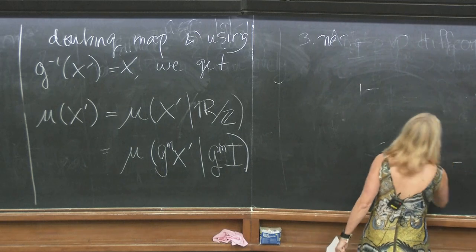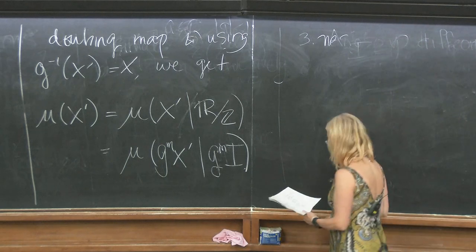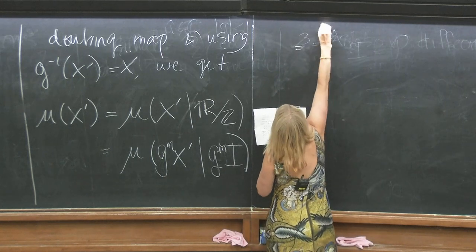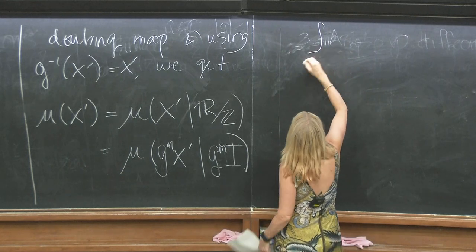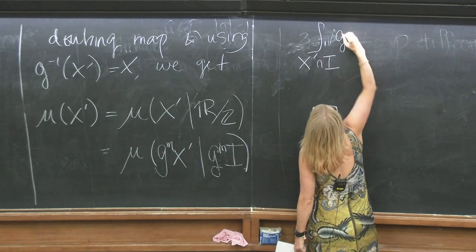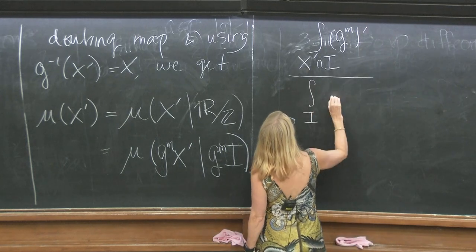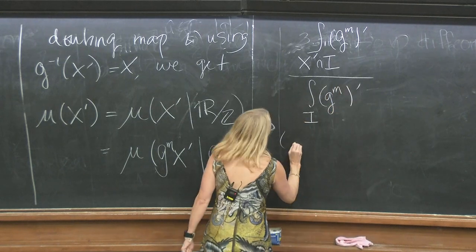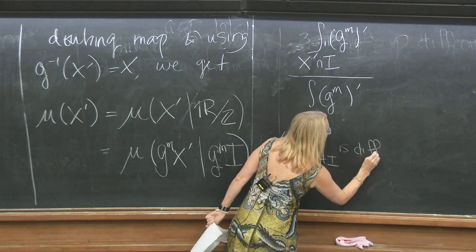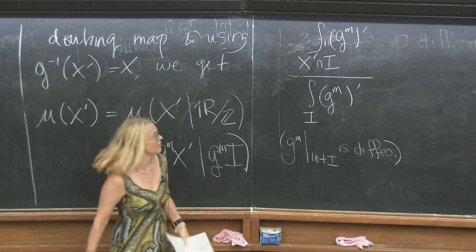And now let's use change of variables again, as I discussed a little bit in the last lecture. So this is the integral over x prime intersect I of g to the m prime divided by the integral over I of g to the m prime. And that's because g to the m restricted to the interior of I is a diffeomorphism. So I can use this formula for the measure of the intersection over the measure of I, and these are d mu.